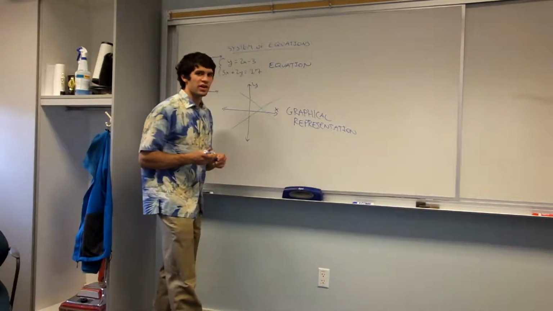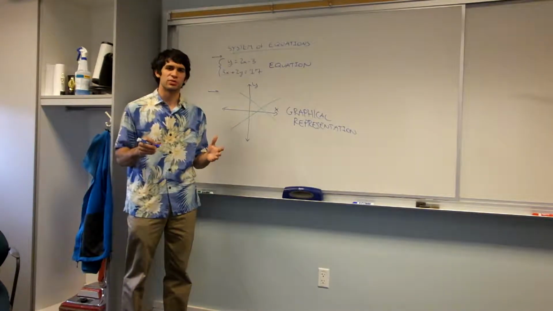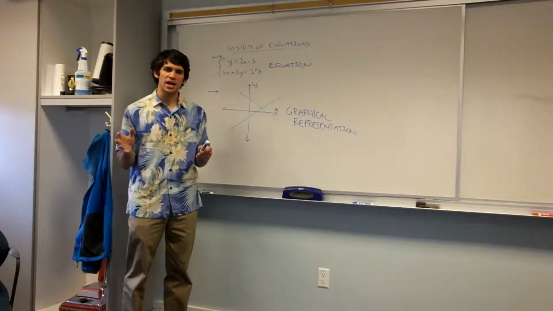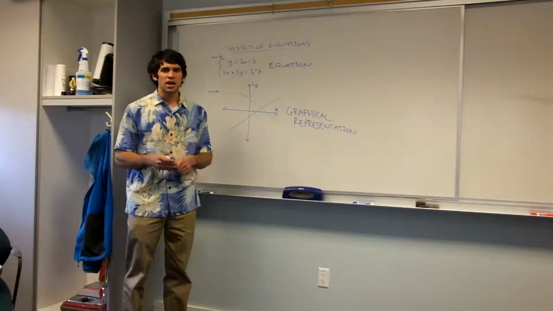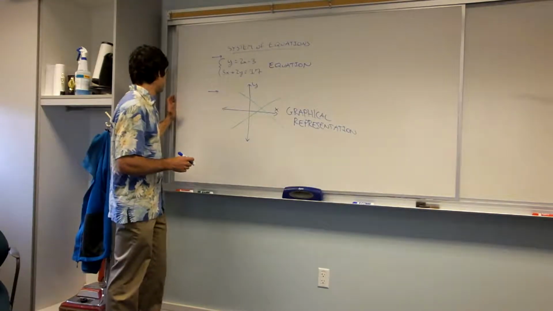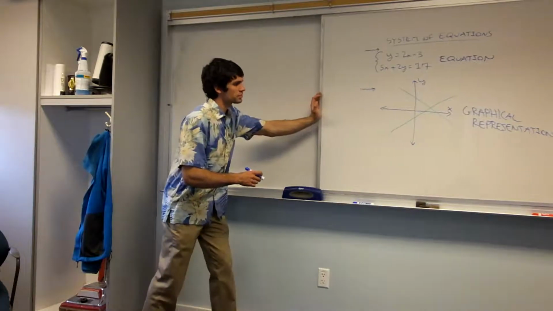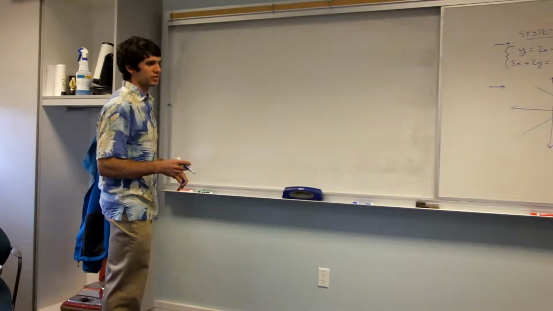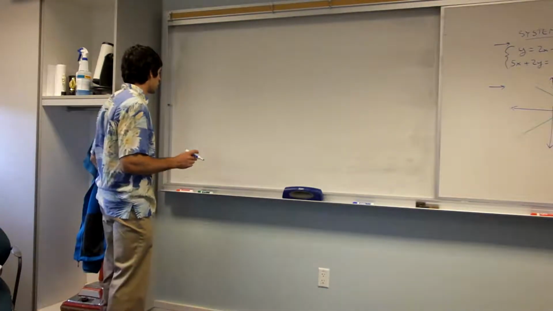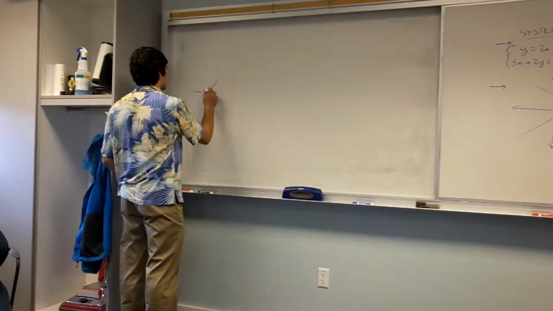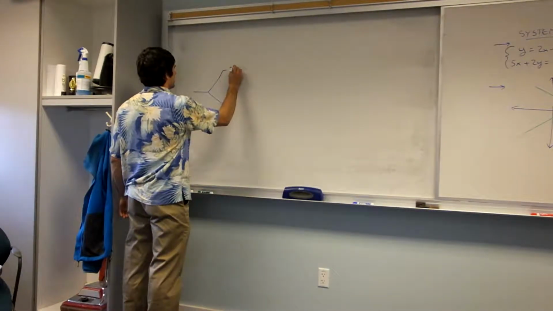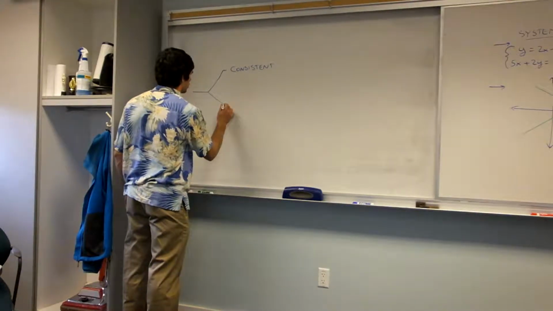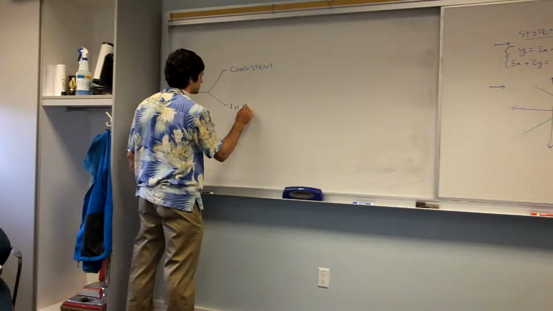So it can be very helpful to classify a system of equations so that we know about how many solutions it has and what it might look like, and that's what I'm going to go over today. So let's push this aside. First off, along comes a system of equations. Our first choice would be, is it consistent or is it inconsistent?